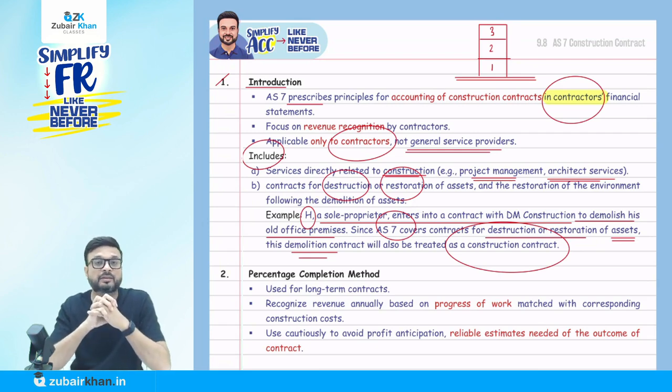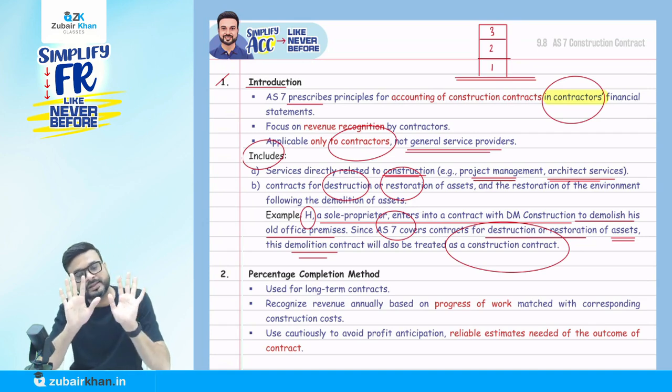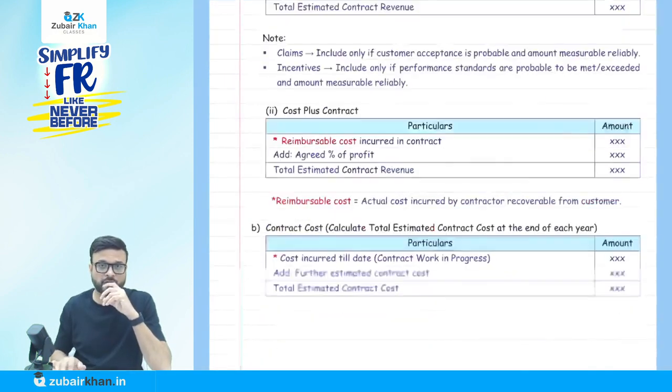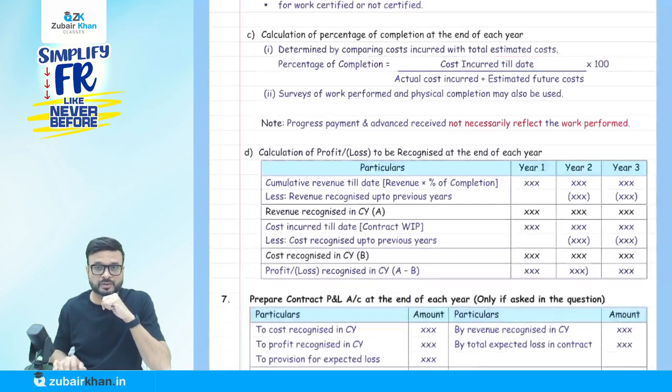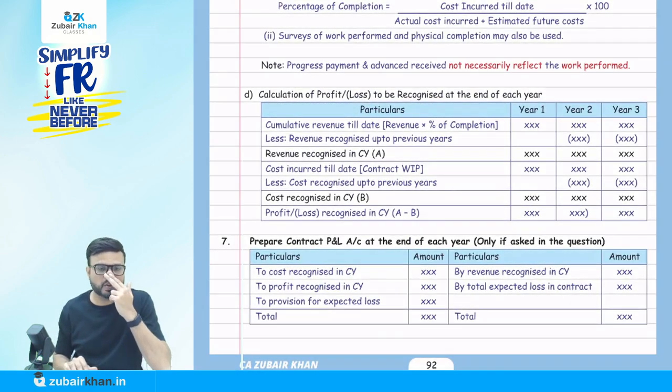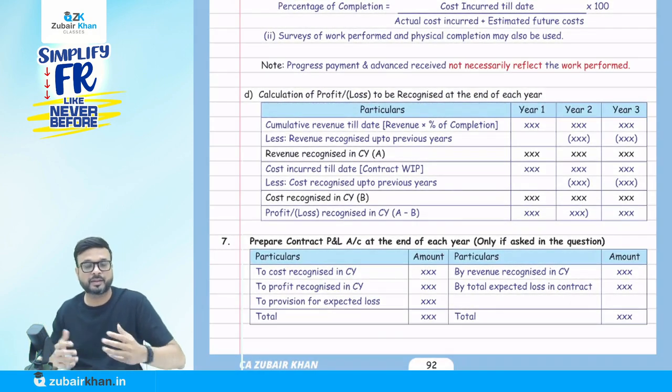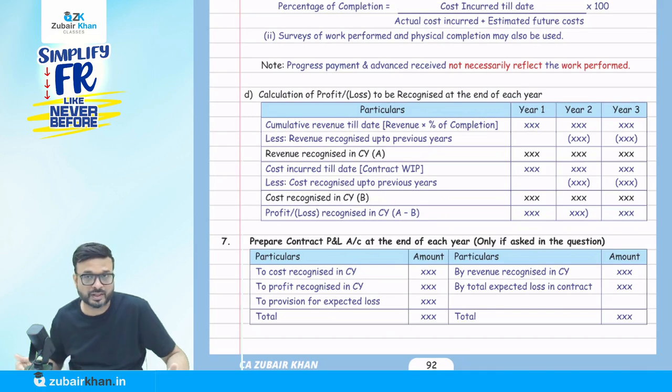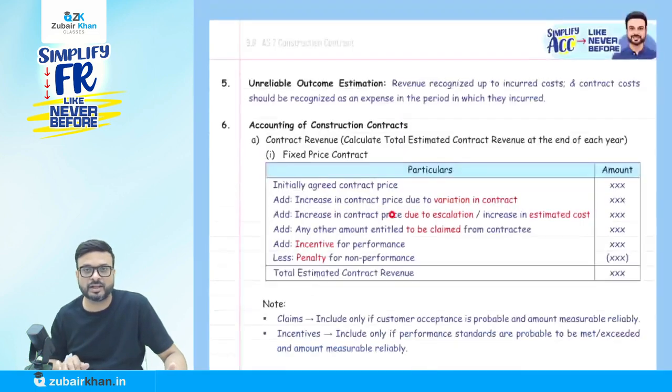I will come to the method of how to calculate this percentage, because if suppose 70% of the work has been completed, we have to recognize 70% only. I will tell you that. There is a proper format, the table is also there, and proper steps. I will explain how to prepare it, how revenue and expenses should be recognized in each year. Don't worry.